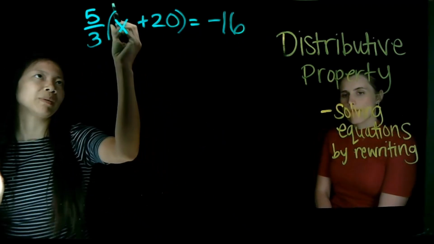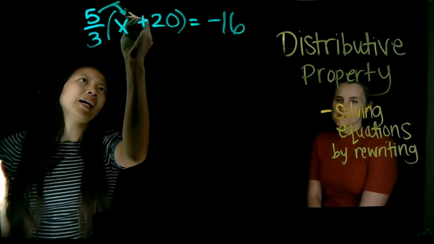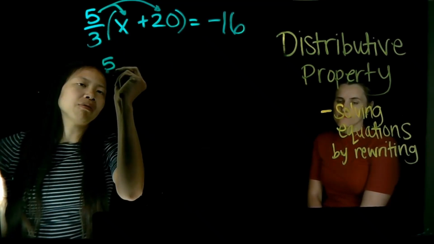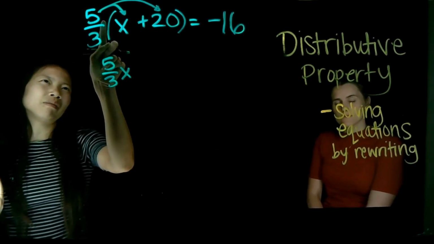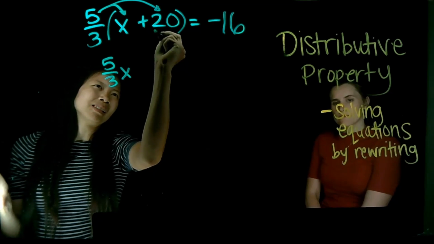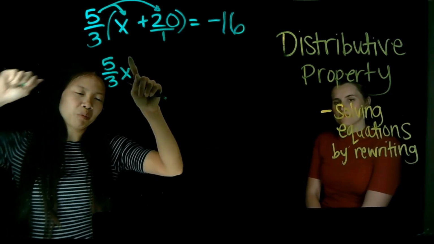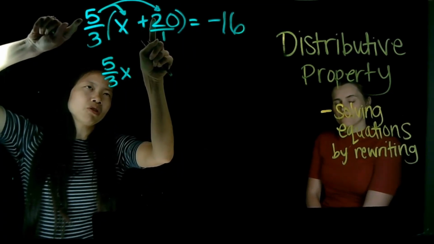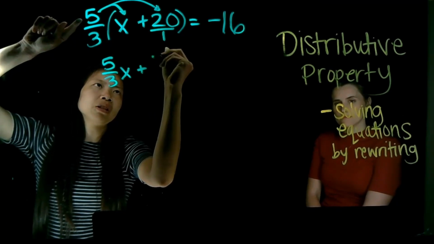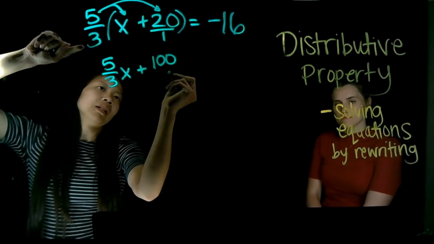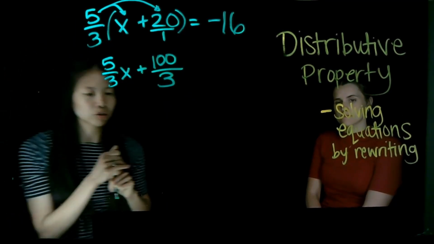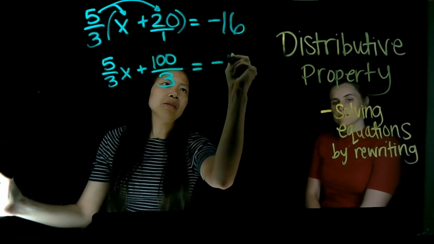So let's try distributing this. We get 5/3 times x and 5/3 times 20. That leaves us with 5/3 x plus, and then 5 times 20. Remember, 20 is the same thing as 20 over 1. It helps you with multiplying fractions. So 5 times 20 gives you your top number, or your numerator, which is 100. And then 3 times 1 is just 3. So that's 100 over 3. And then that equals negative 16.